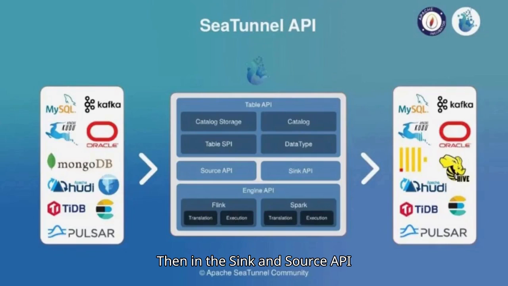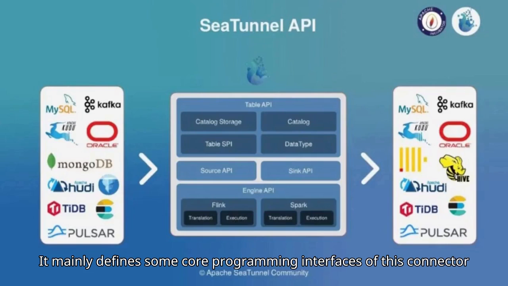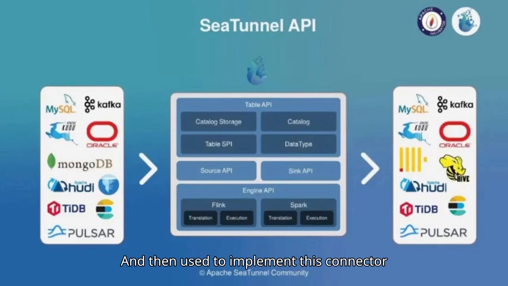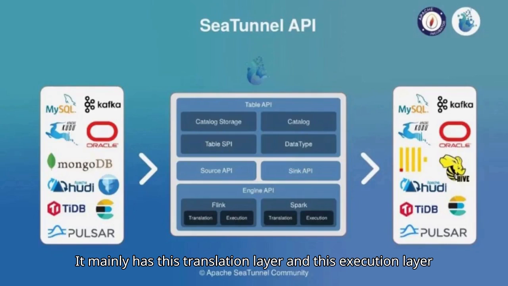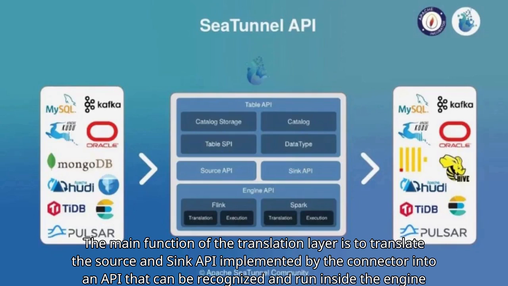The source and sink API mainly defines the core programming interfaces of the connector, used to implement the connector. The engine layer mainly has a translation layer and an execution layer. The main function of the translation layer is to translate the source and sink API implemented by the connector into an API that can be recognized and run inside the engine.